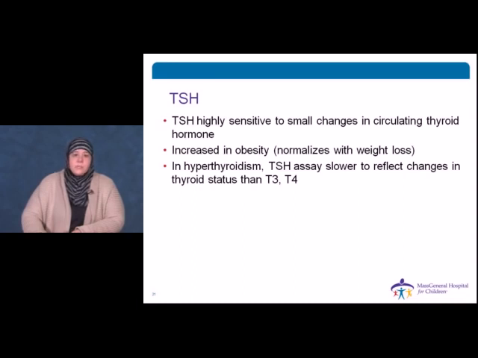Two important things to remember about TSH. First of all, it's increased in obesity and then normalizes if there's weight loss. And secondly, in hyperthyroidism, TSH is actually slower to reflect changes in thyroid status than T3 or T4, meaning that when someone's recovering from hyperthyroidism, you'll see the T3 and T4 decrease before you'll see the TSH increase.